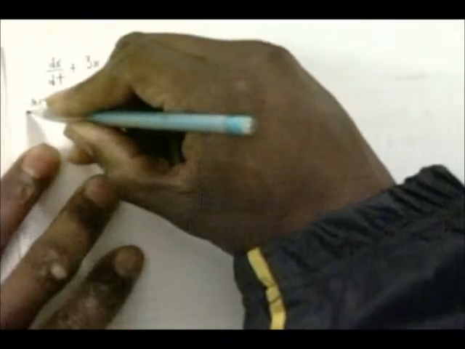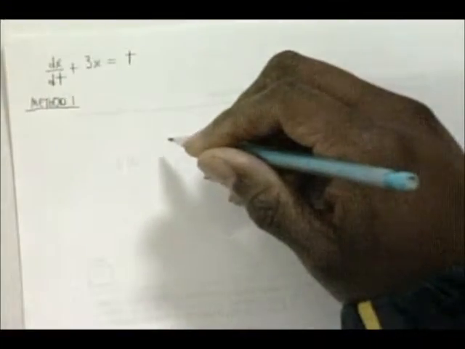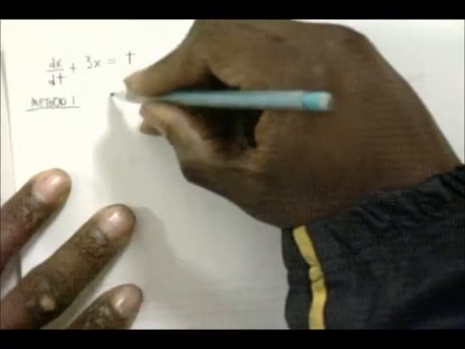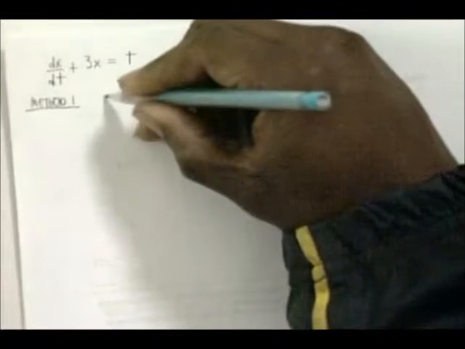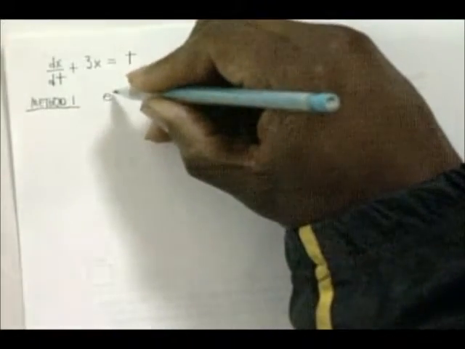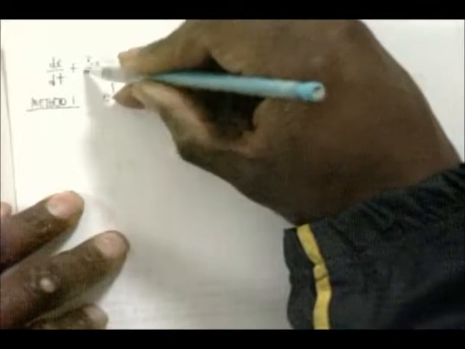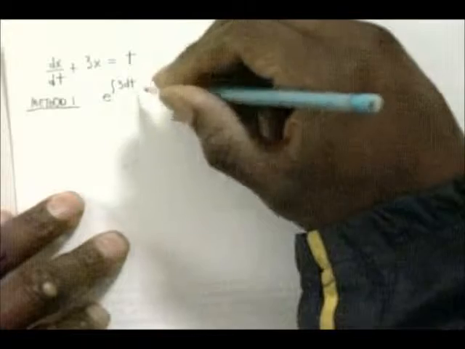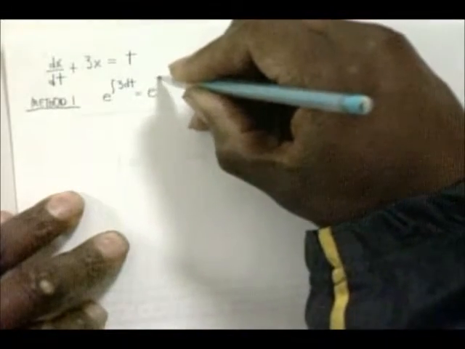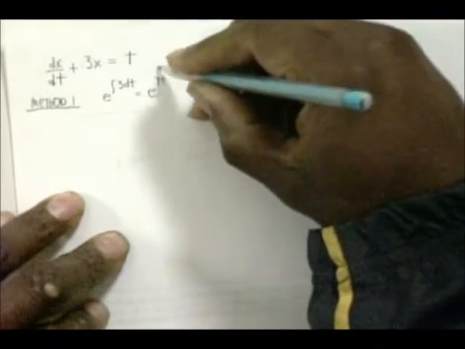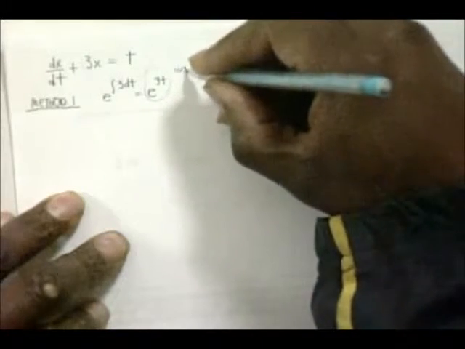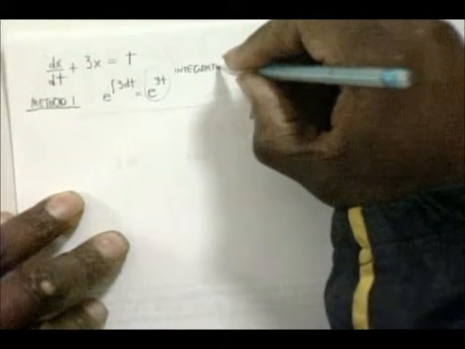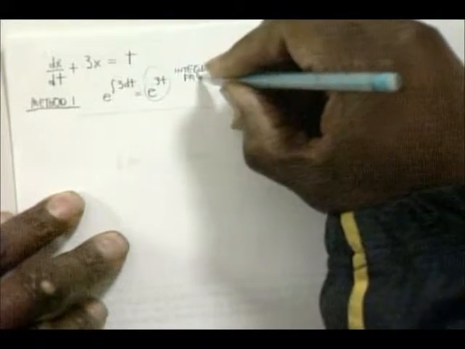Method 1. Let's do this idea of using an integrating factor first, not the variation of parameters. All right, so we got e to the antiderivative of this term that's in front of the x, with respect to t. We talked about that before. And we end up with e to the 3t. We call that an integrating factor.